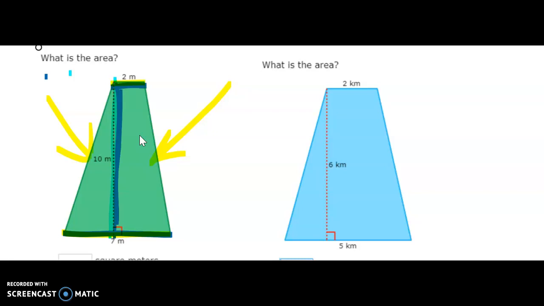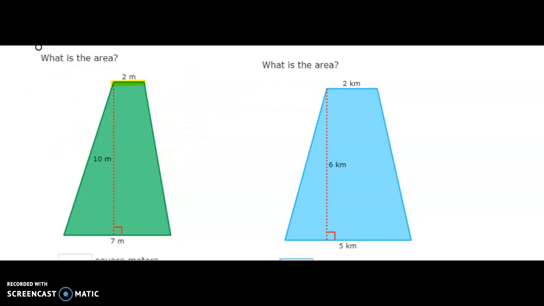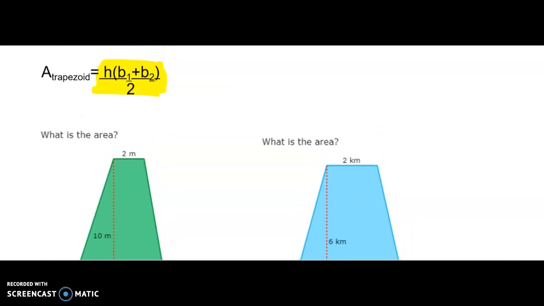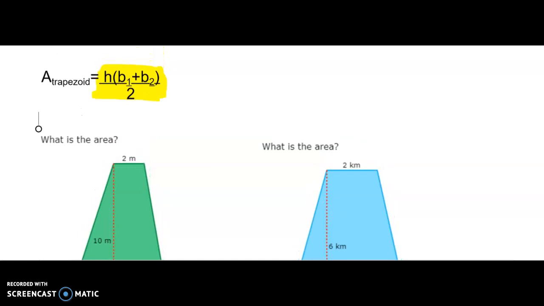Base 1 doesn't have to be the short side. It doesn't have to be the long base. It just has to be one or the other, okay? And then the height is always going to be perpendicular, and then we're going to divide by 2. So let me erase everything that I just got finished doing and go back up here.